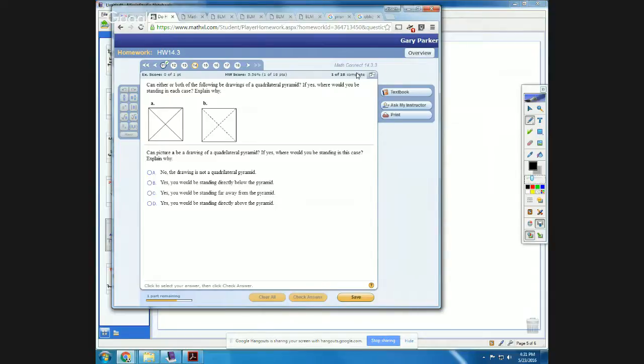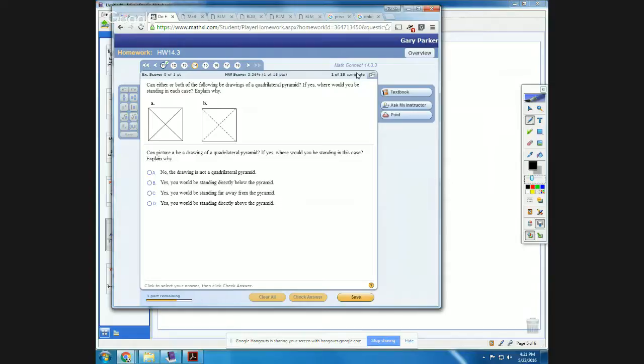14.3.3. This is Mathematical Connections number 3, the next one we're looking at, page 877. The question is, are both of these images of a quadrilateral pyramid? So a pyramid with a square base. My interpretation is A is looking at it from above, and B with the dotted lines would be looking at it from underneath. So I would say, yeah, these are the same figure.